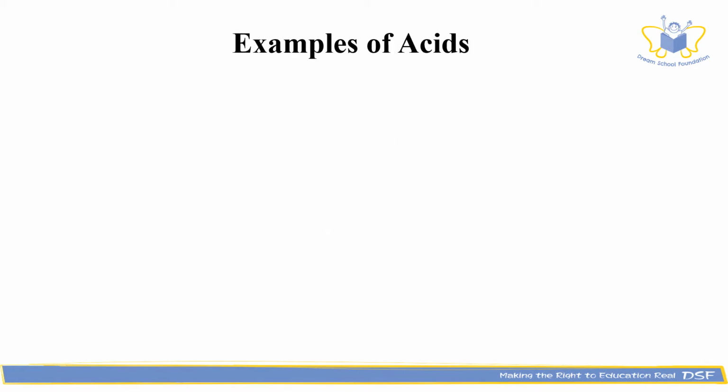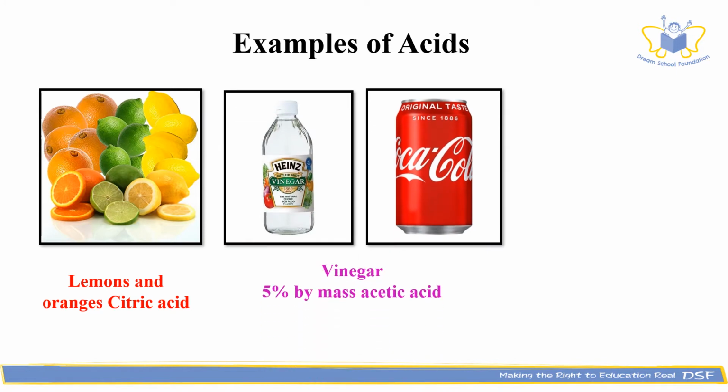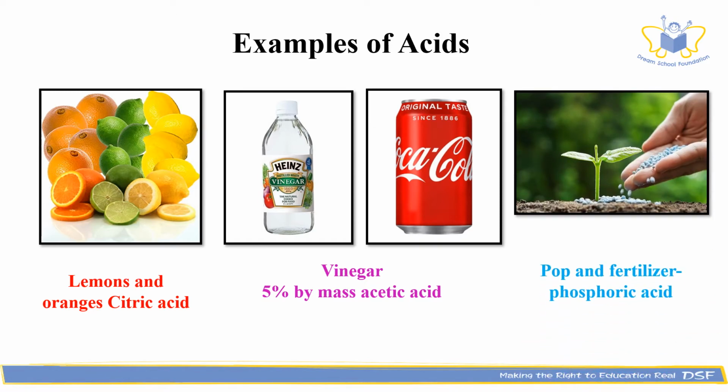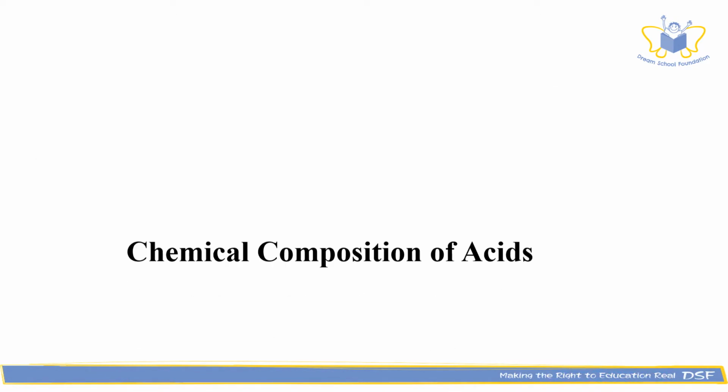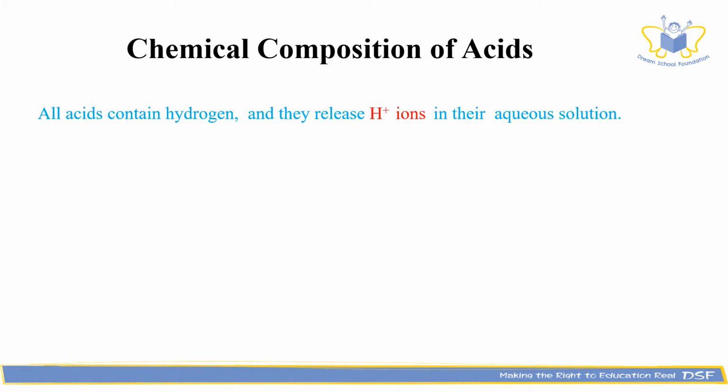Examples of acids are lemons and oranges, which have citric acid in them, vinegar, which contains 5% by mass acetic acid, and pop and fertilizer, which contain phosphoric acid. Chemical composition of acids: what is the special chemical composition of all acids that makes them behave in this manner? Like all of them turn blue litmus red, they are sour and corrosive. All acids contain H plus, that is hydrogen, and they release H plus ions in their aqueous solution.